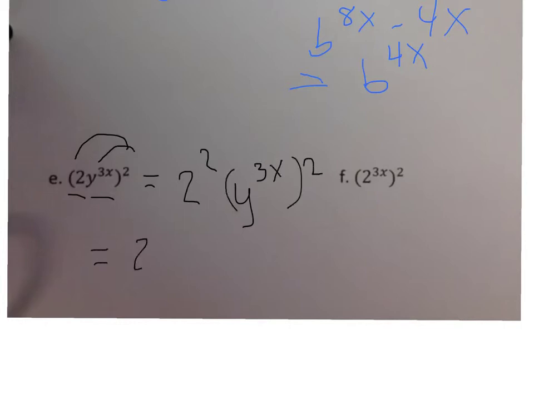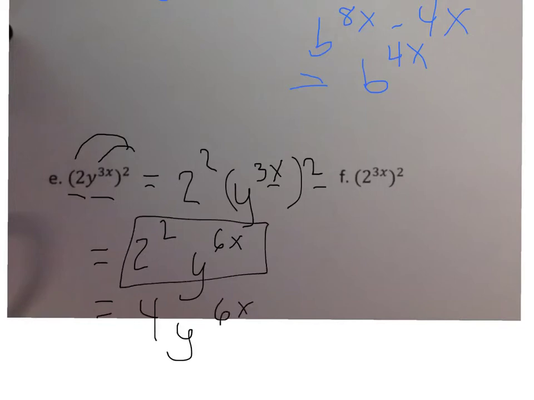So we get 2 squared and y to the, we're going to multiply these powers because we have a power to a power. So y to the 6x. Okay, and then from there we can say, okay, 2 squared is 4, y is to the 6x. Either answer is great. This one is good, or this one is good. In the next one, we don't have a y, we only have 2 to the 3x.